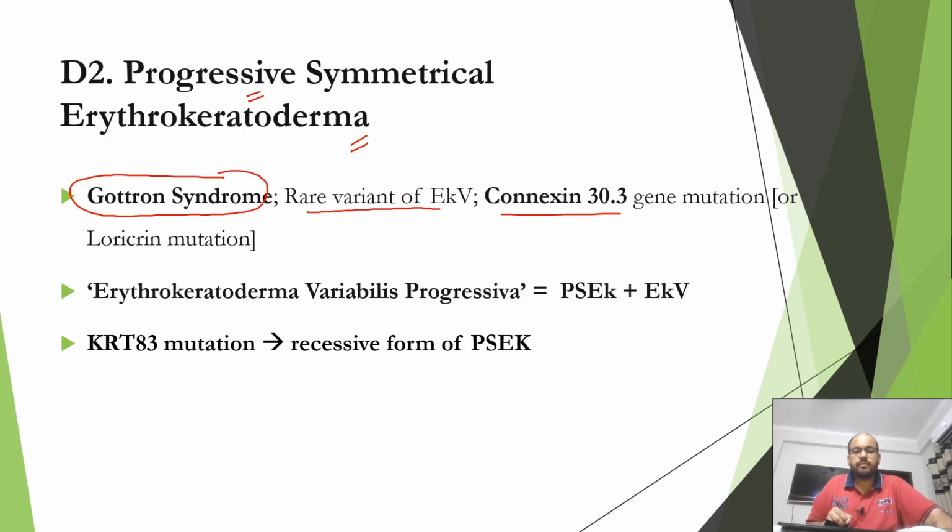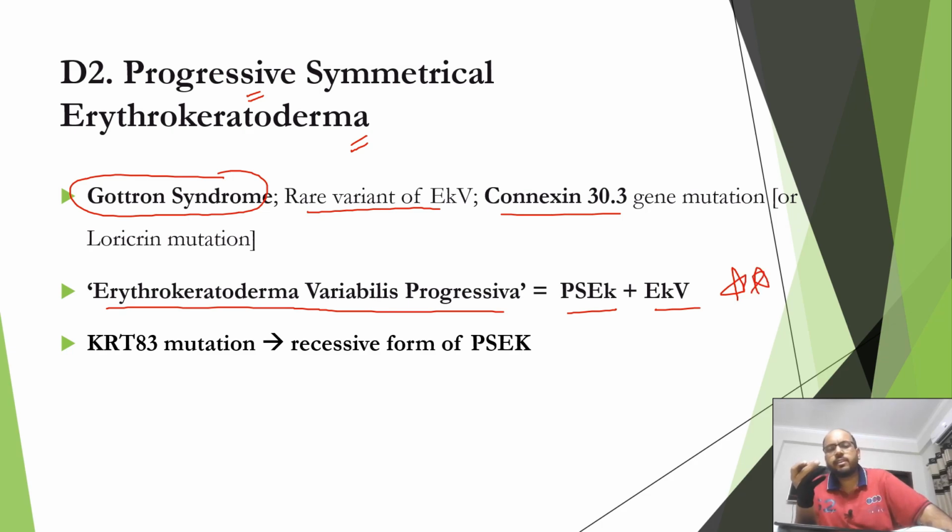It is also termed Erythrokeratoderma variabilis progressiva. I've used it here because Rook's mentioned it. I don't think it's that important, but we should know that Erythrokeratoderma variabilis progressiva is progressive symmetrical erythrokeratoderma plus Erythrokeratoderma variabilis. If the mutation is in keratin 83, it leads to a recessive form of progressive symmetric erythrokeratoderma. Okay, that's another point to remember. It's a good point.